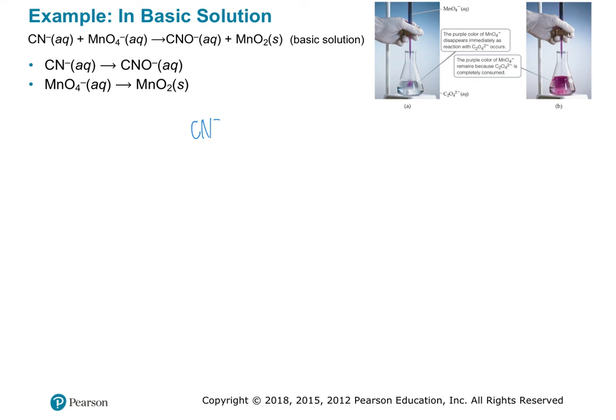So I have cyanide goes to this cyanate ion. Cool. Carbons are balanced, nitrogens are balanced. So the only thing here is that we don't have oxygen on the product side, so I need to add a water over here. So now my oxygens are balanced, but I have too many hydrogens, so I'm going to add 2 hydrogens over here.